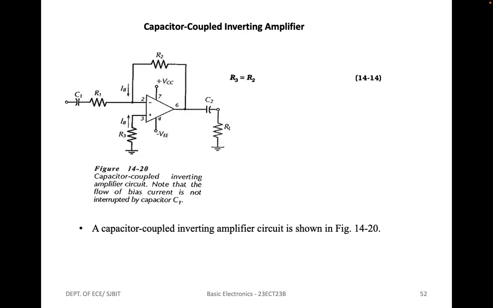A voltage drop IB R2 is produced at the inverting input by the bias current flow, and this must be equalized by the IB R3 voltage drop at the non-inverting input. Therefore, for the capacitor coupled inverting circuit, apart from the choice of R3, the circuit is designed exactly as the direct coupled circuit, and the capacitor values are calculated in the same way as for a capacitor coupled non-inverting amplifier.